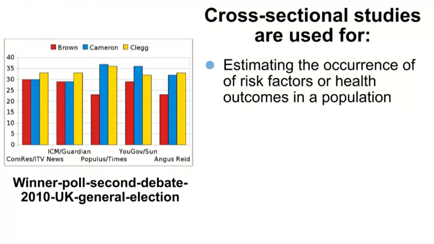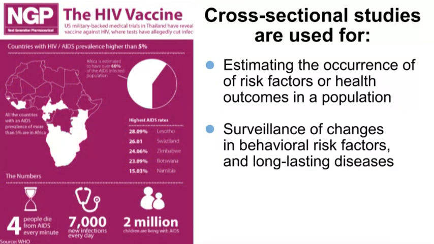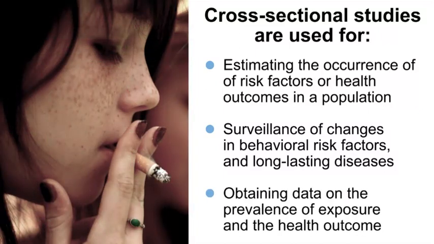Opinion polls and political polls are basically cross-sectional studies. Surveillance of changes in smoking habits or of other behavioral risk factors are sequential cross-sectional studies. Similarly, surveillance of long-lasting diseases such as AIDS are cross-sectional. Other cross-sectional studies obtain data on the prevalence of exposure and the health outcome for the purpose of comparing or looking at the relationship among these two variables.